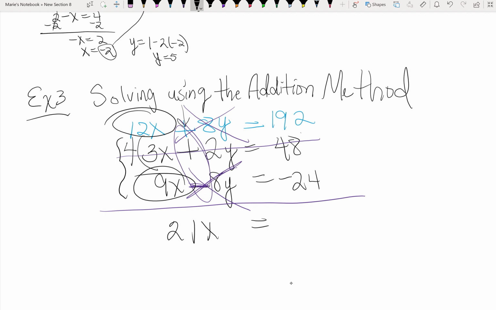So I'm left with 21x, which is this plus this, equal to 192 minus 24, which is 168. And your last step, divide by 21 on both sides. And you end up with x is 8.